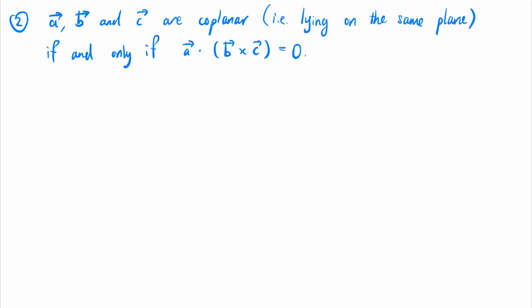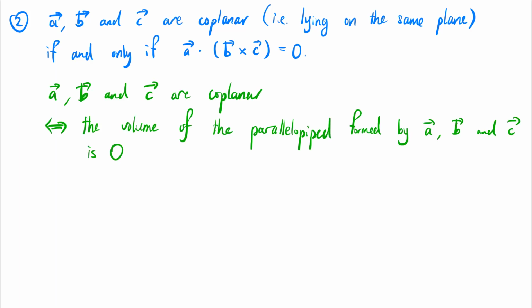The second property: A, B, and C are coplanar, in other words, lying on the same plane, if and only if A dot (B cross C) equals 0. Indeed, A, B, and C are coplanar if and only if the volume of the parallelepiped formed by A, B, and C is 0. Using the previous result, this happens if and only if A dot (B cross C) equals 0.